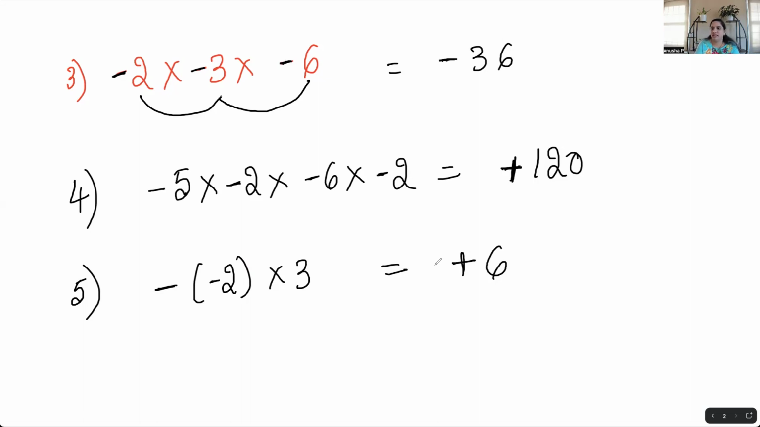So multiplying integers is very easy. We have to do the regular multiplication, and if you have an even number of negative or minus signs, the answer will be positive. If you have an odd number of negative or minus signs, the answer will be negative. Okay.